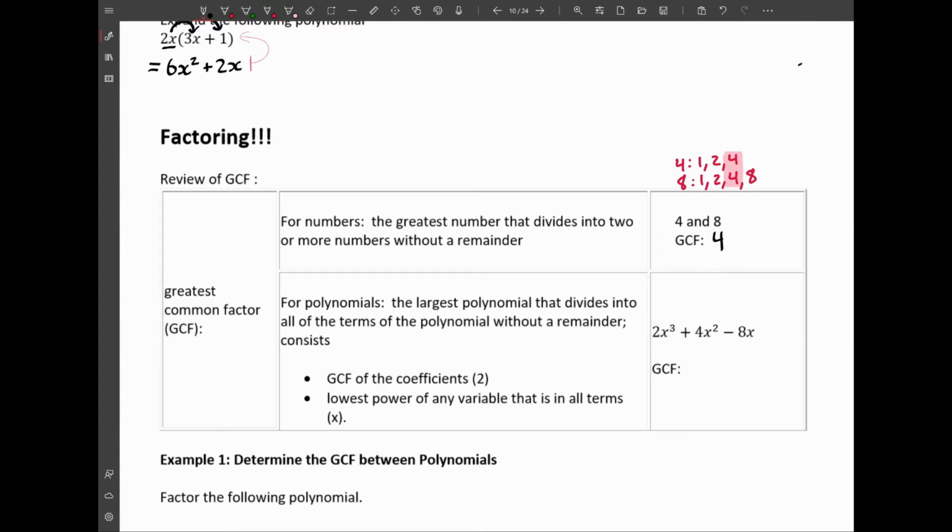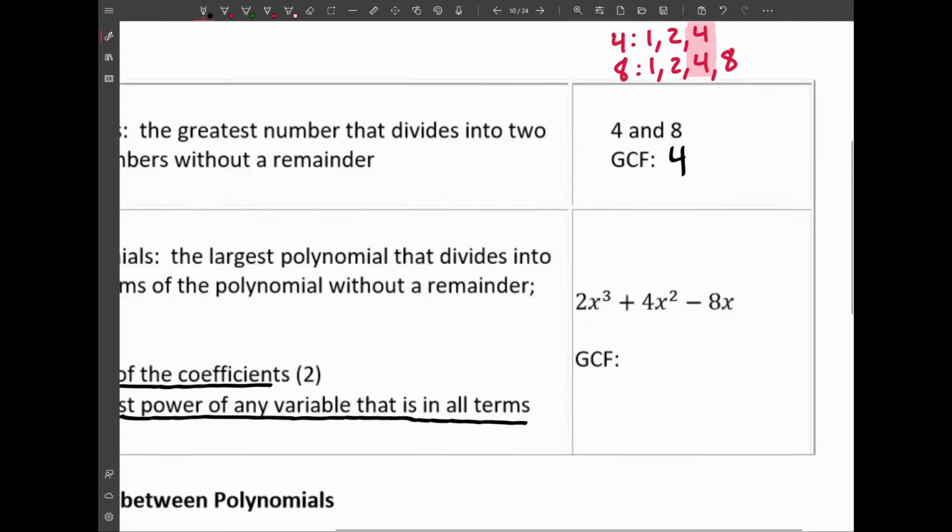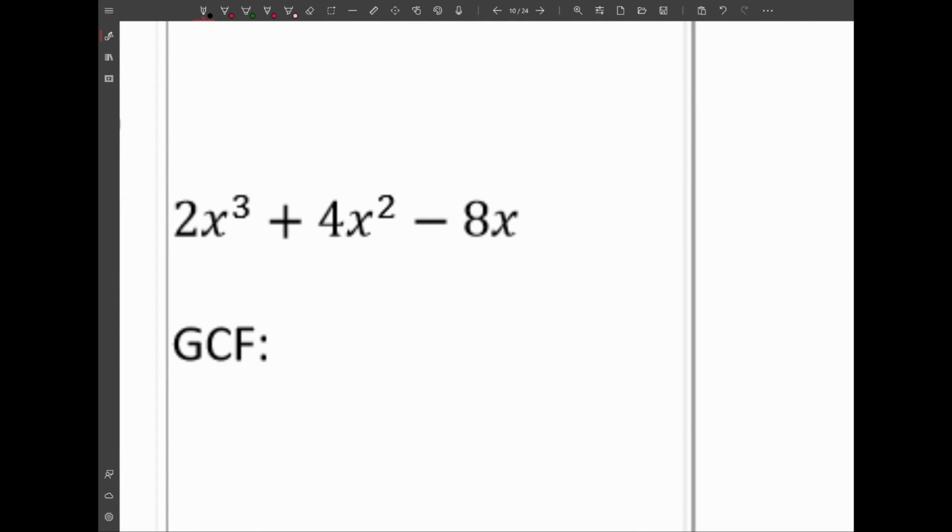For polynomials, the GCF is the largest polynomial that divides into every term of the polynomial without a remainder. It consists of the GCF of the coefficients and the lowest power of any variable that is in all terms. So let's take a look at this one. We've got three terms, 2x cubed, 4x squared, and negative 8x. Those are our three terms. So we want to look at what's common between those three.